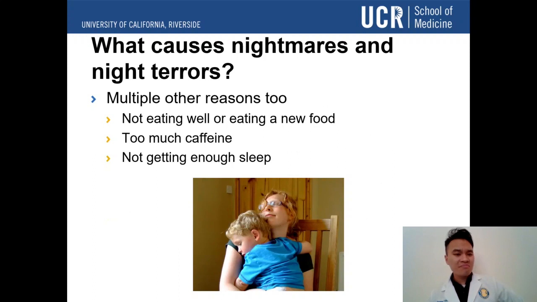And then finally, there are just multiple other reasons too. For example, maybe the child isn't eating well, or maybe they're eating a new food, too much caffeine, or generally just not getting enough sleep, right? Kids like to stay up maybe a little bit longer than they should. So good sleep hygiene can definitely help.